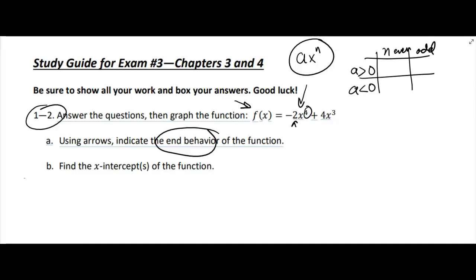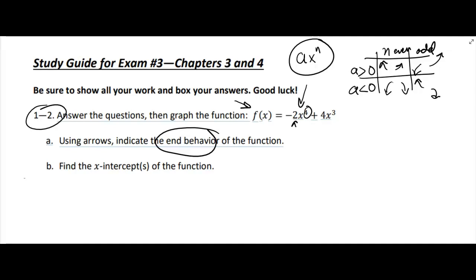Well, if a is positive and n is even, then your arrows go up to the right and up to the left. If it's even but a is negative, then you're going down to the left, down to the right. If a is positive and n is odd, then you're going down to the left, up to the right. And if a is negative and n is odd, then it's the other way. So you're going up to the left and down to the right. There's the chart. So now you don't have to look it up.